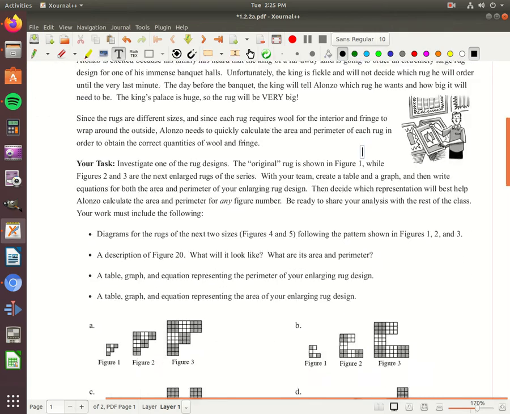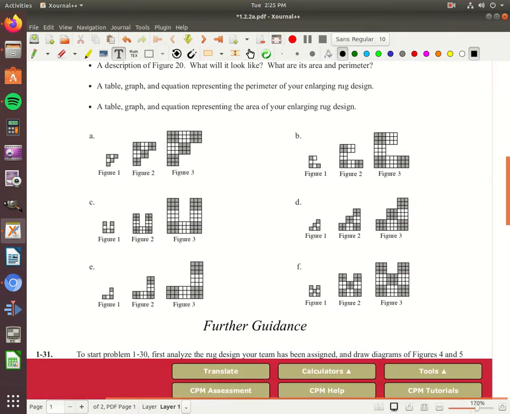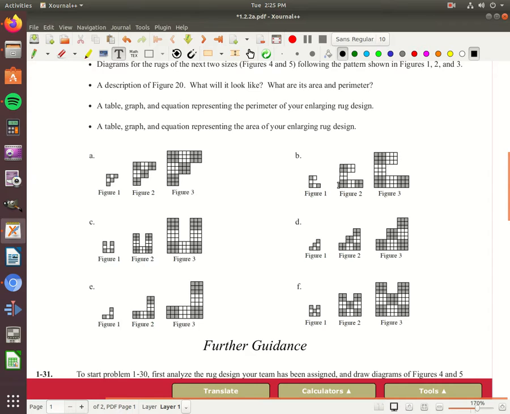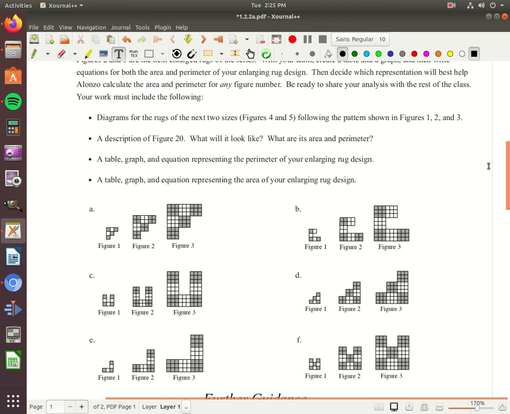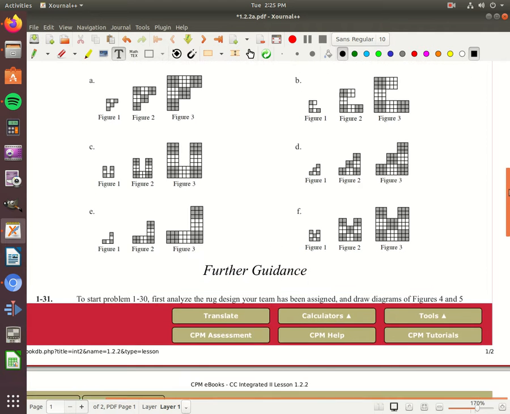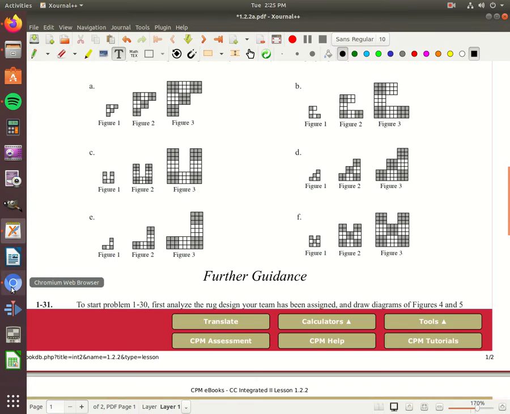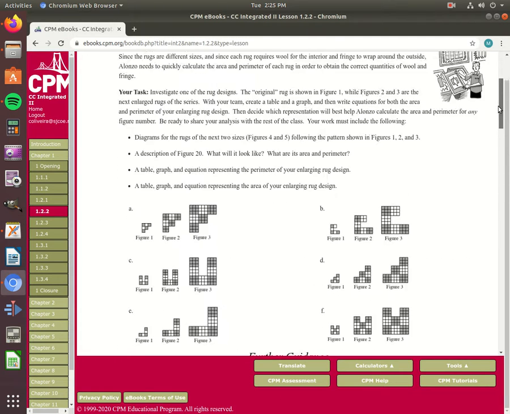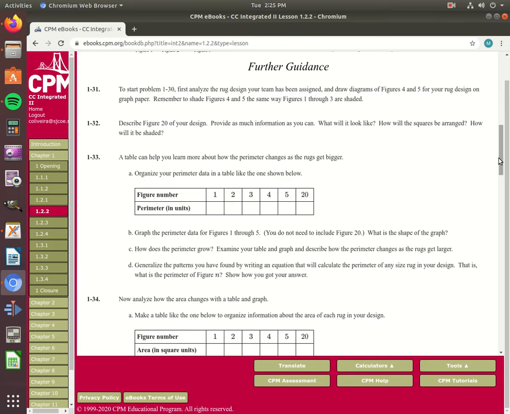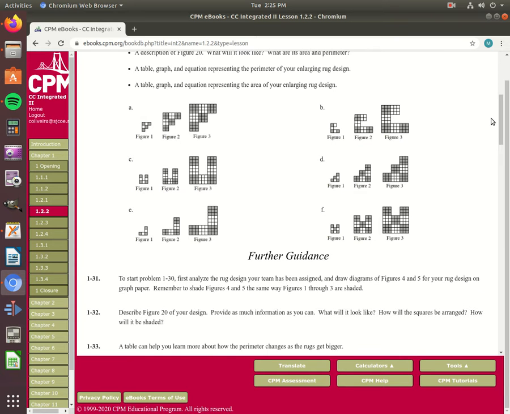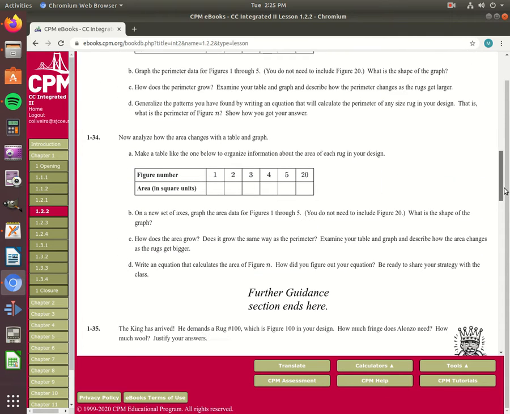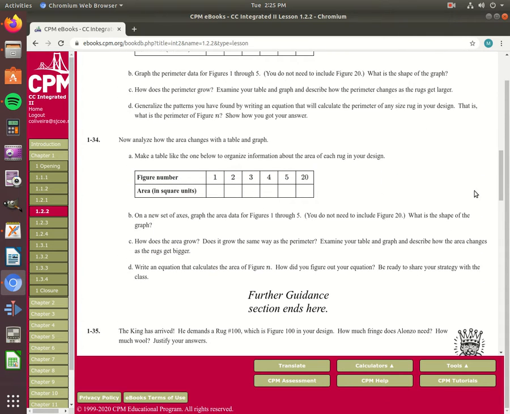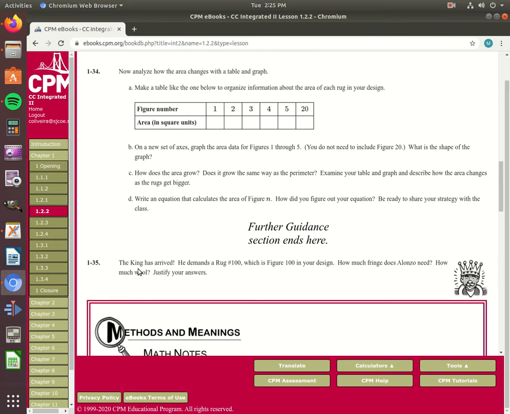All right, so as we move down, I'm going to go ahead and pick figure B, just because that was the one that they used up here. And again, we want diagrams of the rugs for 4 and 5, so I'll make 4 and 5, and then I kind of go from there. I will say also that the book shows some further guidance if you look in the textbook. If you struggle to do these tasks, the further guidance section essentially just tells you some hints to make those things happen. And then at the end, we'll answer question 135.